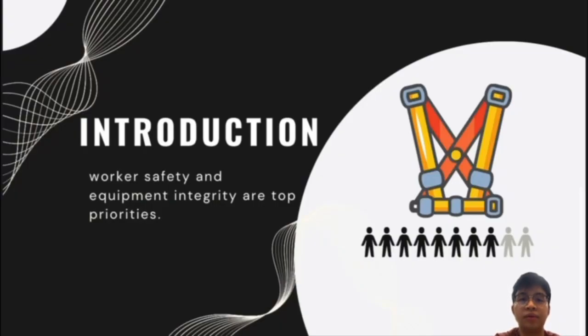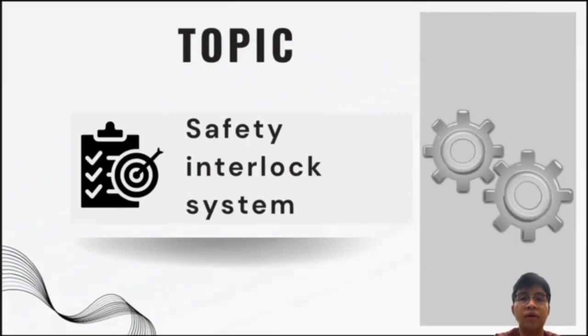I will start off with the introduction. The topic of this presentation is the safety interlock system in petrochemical industry. In the ever-changing world of industrial operations, where accuracy and productivity are critical, worker safety and equipment integrity are top priorities. Today, we will be looking at the safety interlock system in petrochemical industry.